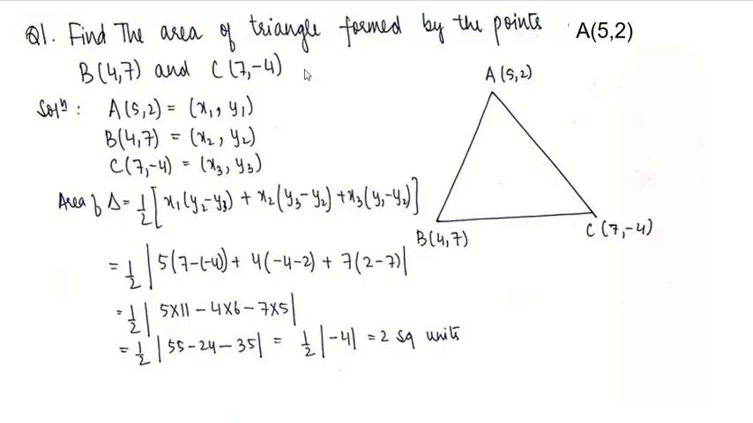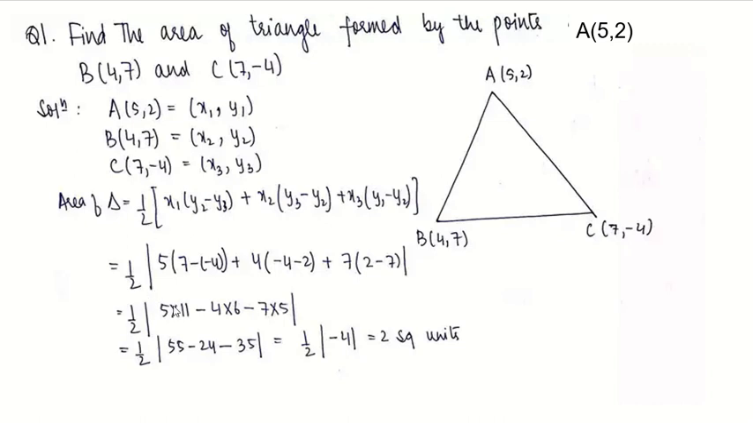Next, we are going to discuss the area of a triangle, as we have discussed just now. How will you find it? What is the formula we know? Half into x1(y2 minus y3) plus x2(y3 minus y1) plus x3(y1 minus y2), right? What is x1 over here? 5 comma 5. What is y2? y2 is 7 minus of minus 4 plus 4 minus 4 minus 2 plus 7 into 2 minus 7.